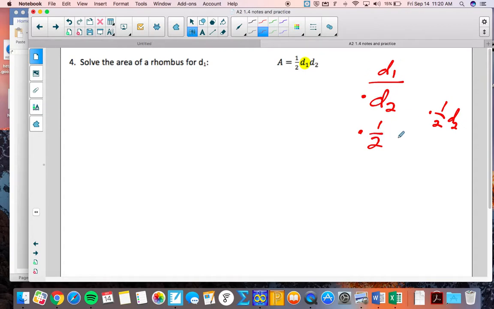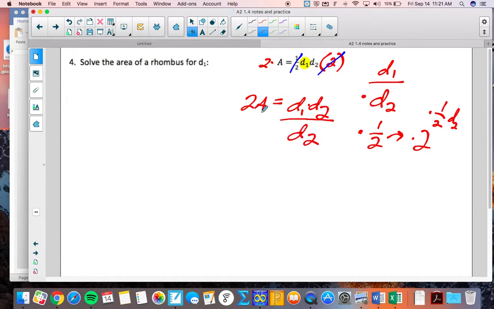I'm going to choose to undo multiplying by 1/2 first by multiplying by 2. You could do this second if you wanted to. Doesn't matter. So I'm multiplying the right side by 2. I'm multiplying the left side by 2. That undoes, on the right side, multiplying by 1/2. On the left, I have 2a. So there we go. I almost have d sub 1 all by itself. It's just getting multiplied by d sub 2. So I need to undo that by dividing by d sub 2. And that's gone. So now I have d sub 1 all by itself.